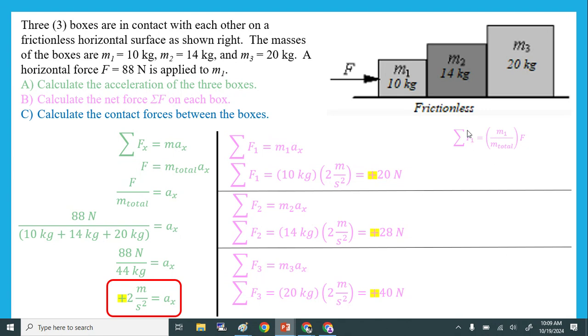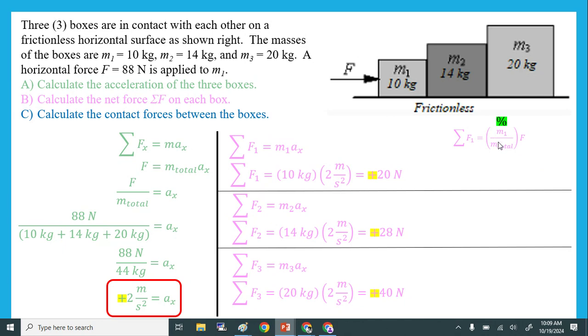In order to find the net force on any box, all you have to do is take that mass, divide it by the total mass, and multiply it by whatever the net force is acting on the system. In this case, this one is pretty straightforward. You only have one force here pointing to the right. So therefore, I will do percentages, okay?